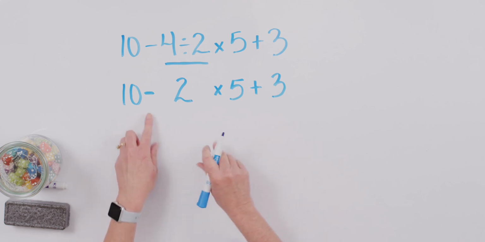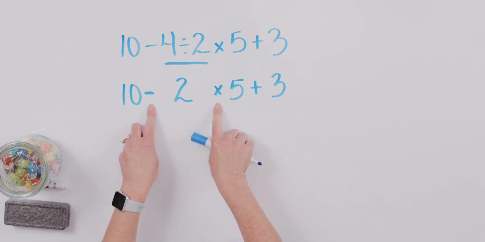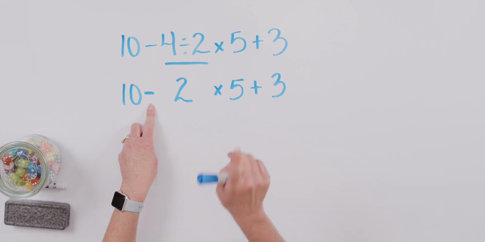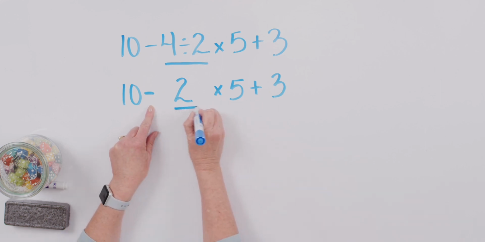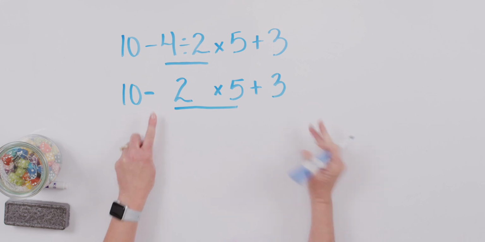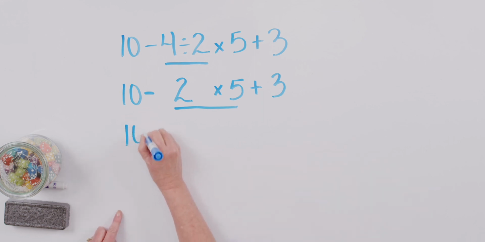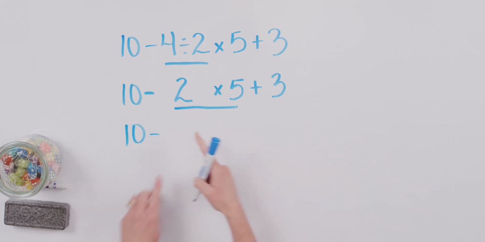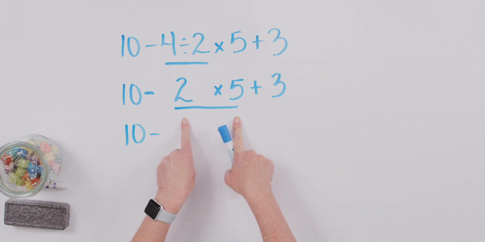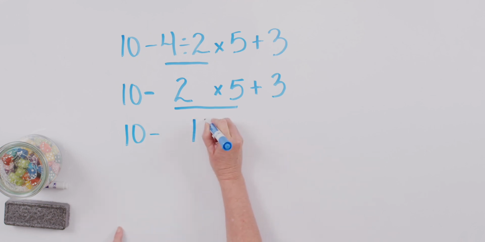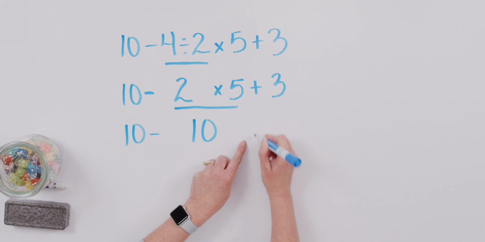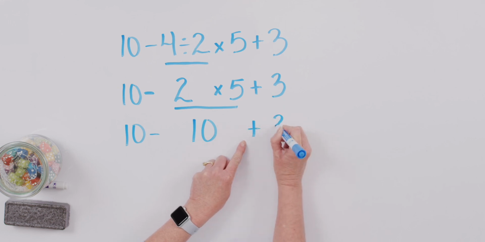So now our operations, we have subtraction, multiplication, and addition. Great, you still know that we need to do this multiplication next. So we're going to take our 10 and our subtraction, 2 times 5, 2 groups of 5. Great, it's going to give us 10, and then we're going to add our 3.